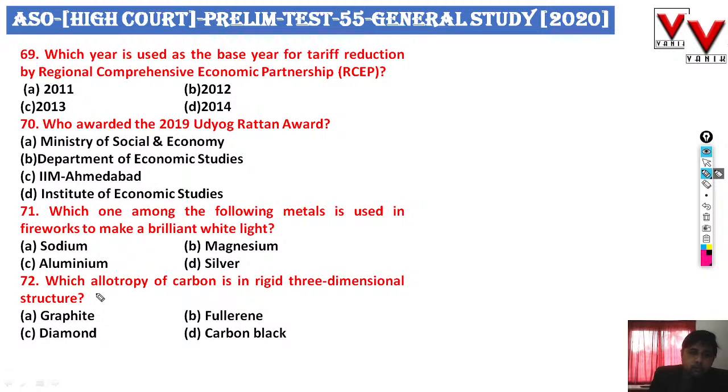Question number 72. Which allotrope of carbon has a rigid three-dimensional structure? It is diamond, which has a three-dimensional structure. We have Buckminsterfullerene, which is C60. So answer is option C. Which one among the following metals is used in fireworks to make a brilliant white light? To make brilliant white light, we go for magnesium. Answer is option B.